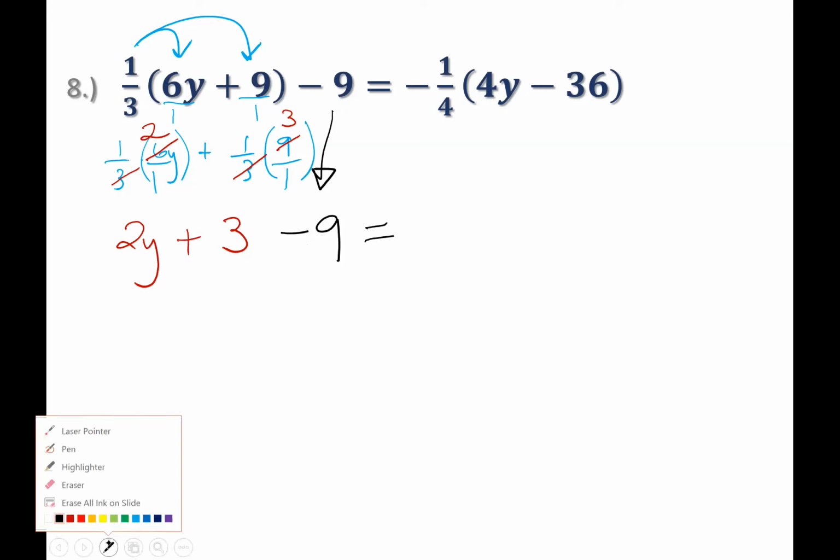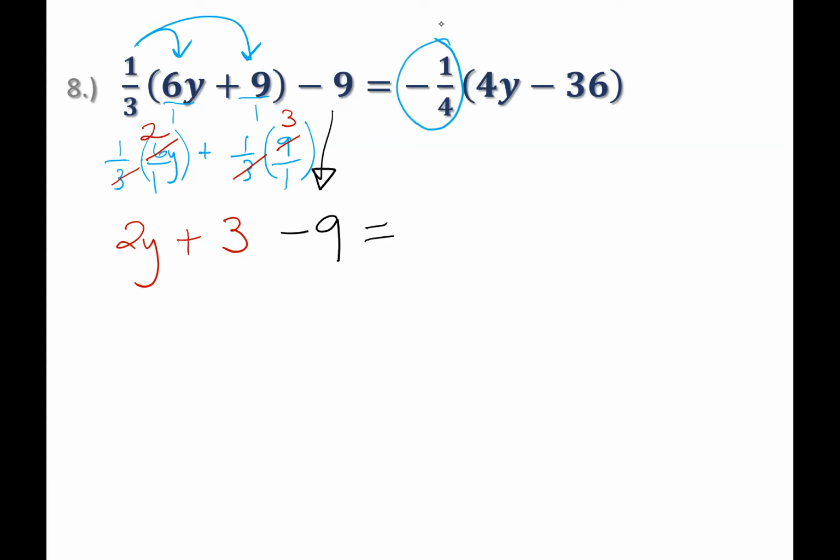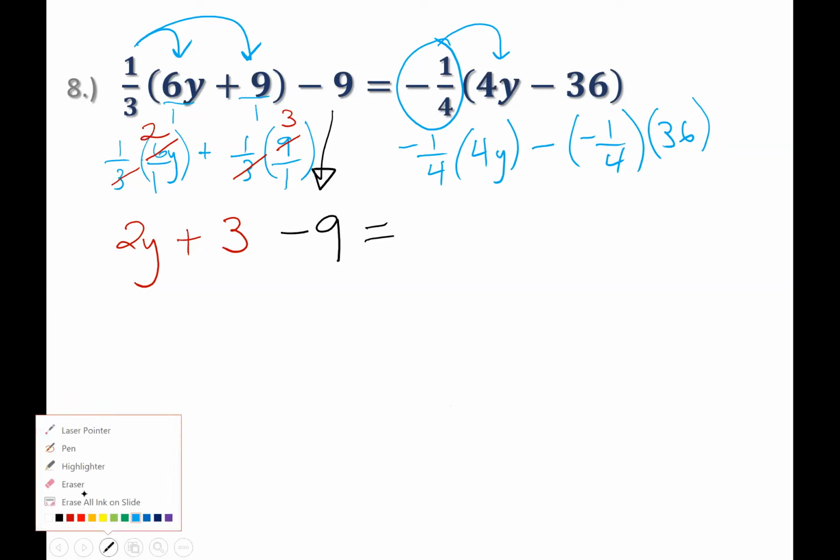This is going to be similar. There's a fraction over here. It's negative 1/4. And we will distribute that into the parentheses. So the parentheses are 4y minus 36. So negative 1/4 times 4y minus, and then negative 1/4 times 36. Okay, maybe that's confusing. Another way I could write that is, let's see, maybe it seems weird that I separated those. Hang on, let me readjust.